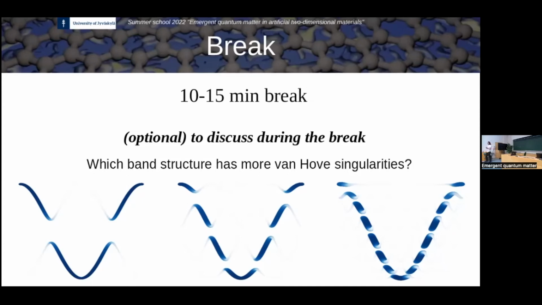As always, we can start by thinking about the expression that we have for the band. So which one of these three electronic structures do you think has more van Hove singularities? Again, van Hove singularities are energies at which your density of states is simply divergent. So thoughts? Yes, absolutely. And somebody say why?